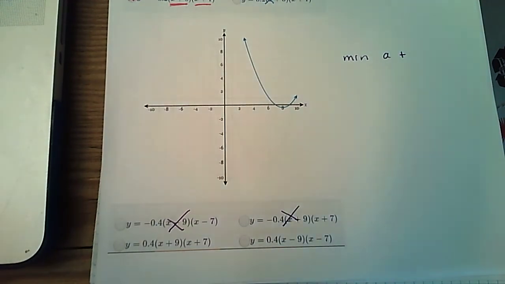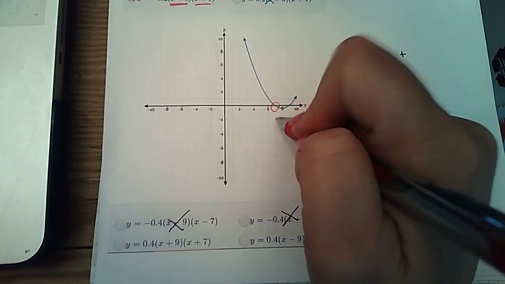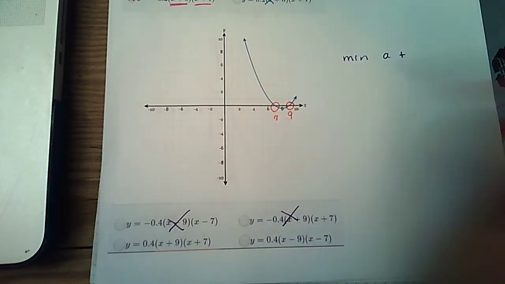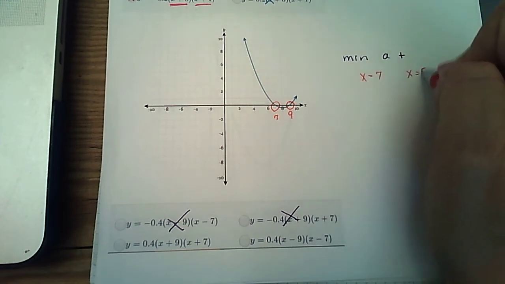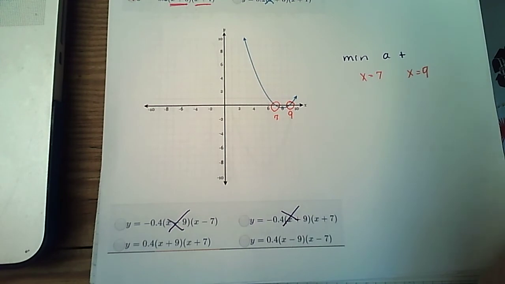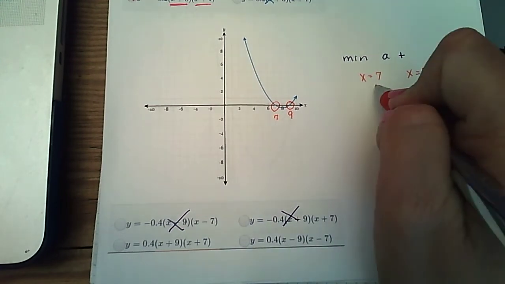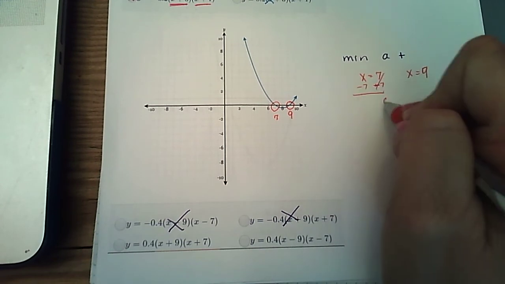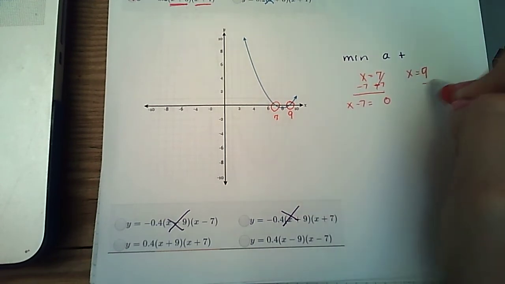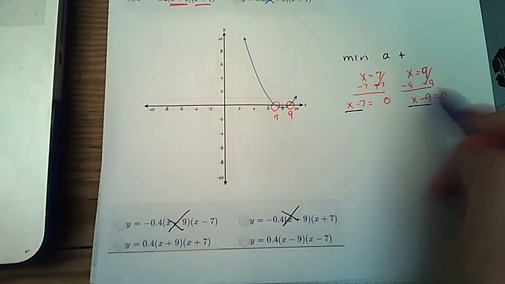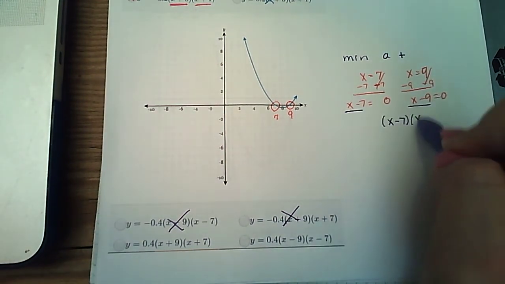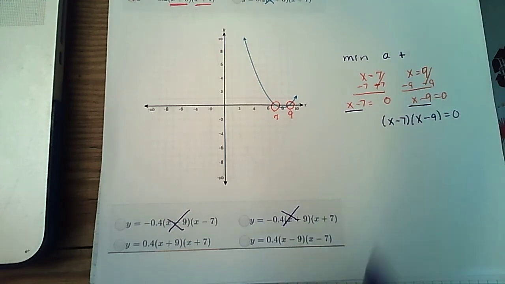So now, where does it cross my x-axis? It crosses my x-axis at 7 and at 9. So we know that x equals 7 and x equals 9. We now know that I need to make them equal to 0. So I'm going to subtract 7 from both sides to make it 0. I'm going to subtract 9 from both sides to make it 0. Then we said, remember, that's a factor and that's a factor. And then I come over here and I'm like, oh, it's got to be this one here.